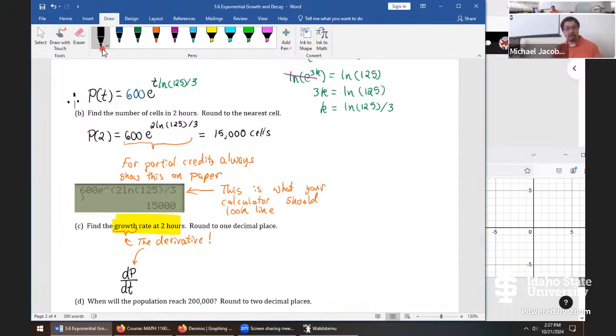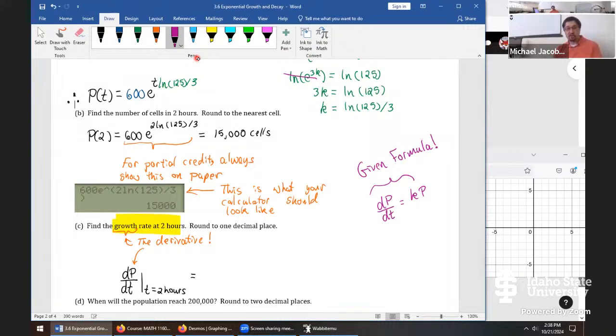dP/dt. So that's the growth rate at any time t. We want it at 2 hours. So we're going to take the derivative, evaluate it when time equals 2 hours. But let's write out the formula here on the margin, maybe to the right. dP/dt is equal to k times P. So this is a given formula.